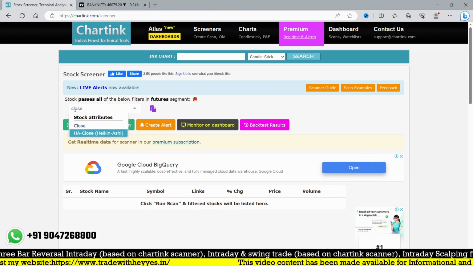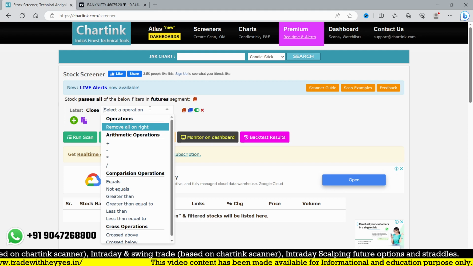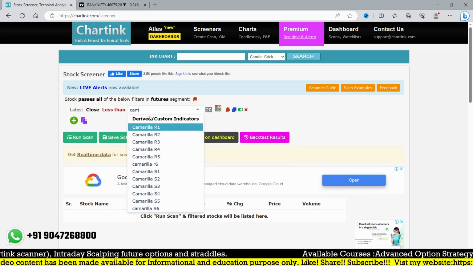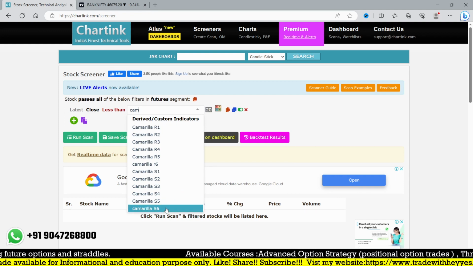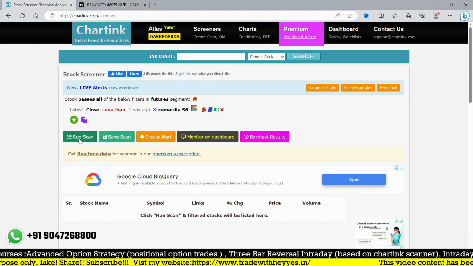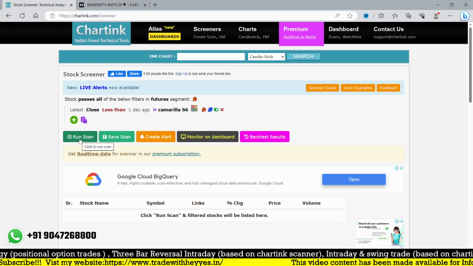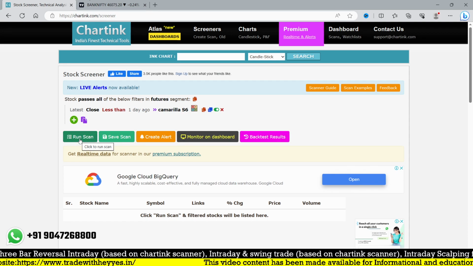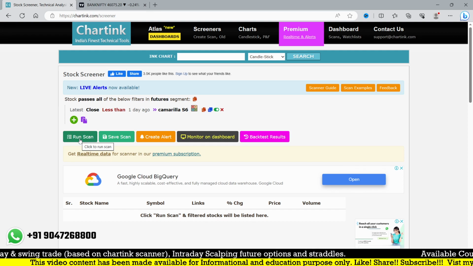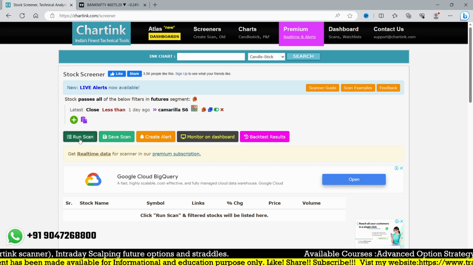The latest close must be less than the Camarilla S6, support 6. Here we need to use 1 day ago. To get today's value, that means yesterday's value, because we have the chart with yesterday's data. If you use the current day, you will be getting tomorrow's value, that is, the levels of tomorrow.